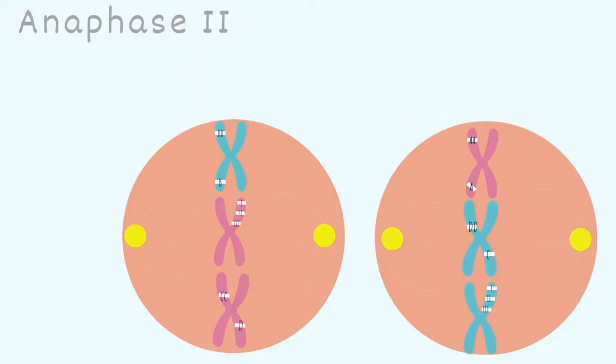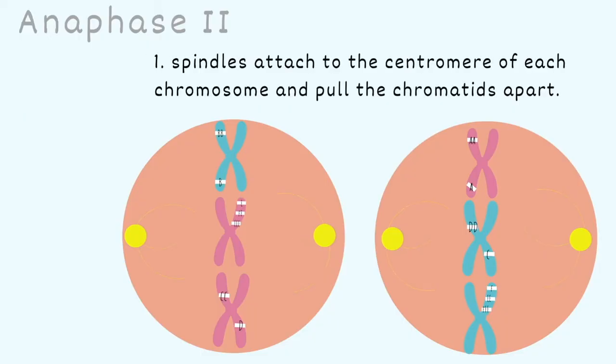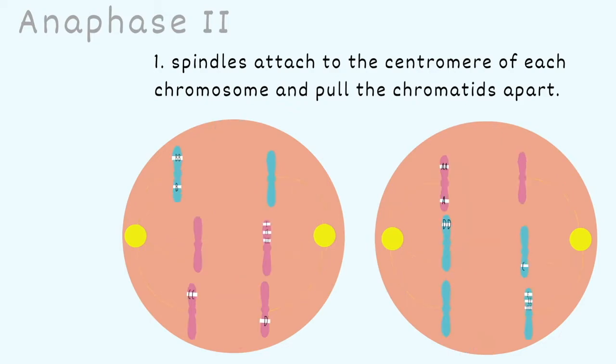After metaphase, the cell moves on to anaphase 2. Here the spindles attach to the centromere of each chromosome and pull the chromatids apart. By the way, do you remember the structure that the spindle fibers specifically attach to? The kinetochores, yes. Specifically, the spindle fibers will attach to the kinetochore on the centromere. So this is the most important thing you need to remember in anaphase 2.